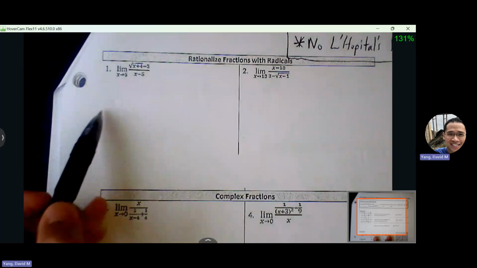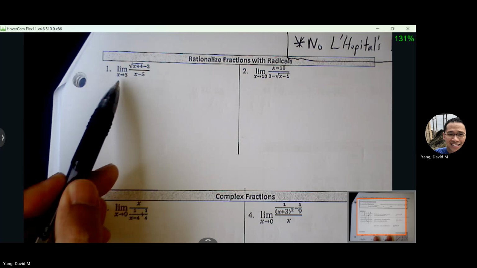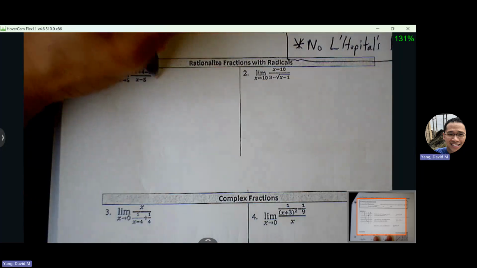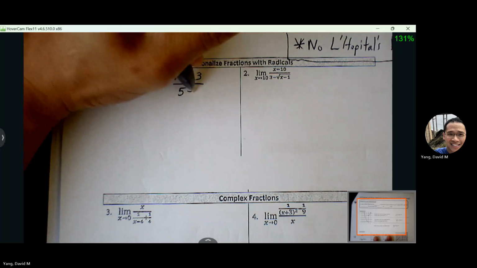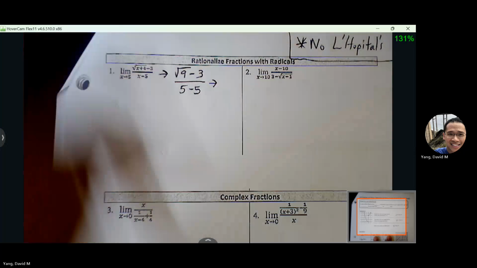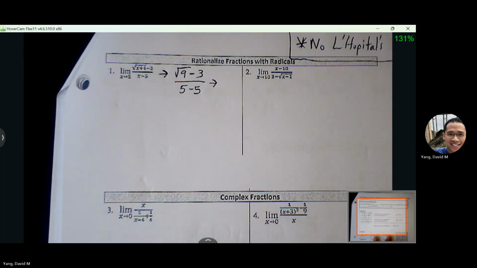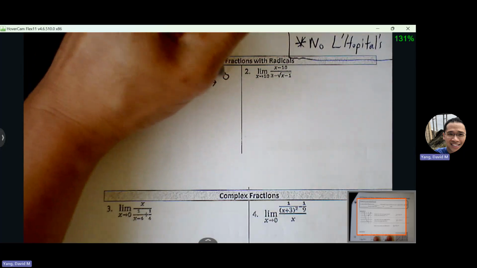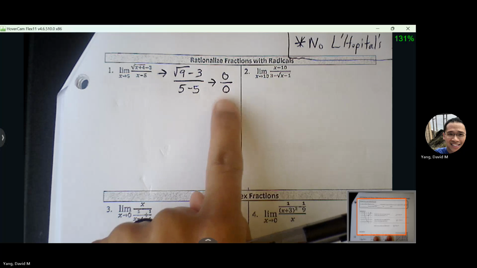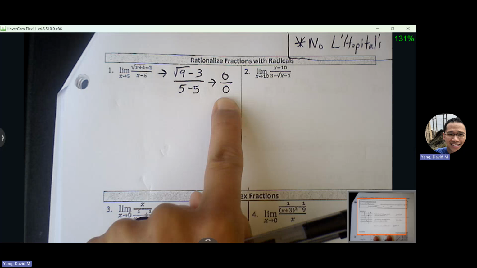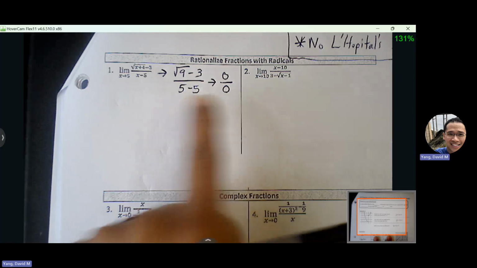All right, first things first. What's our first step? Direct substitution. Okay, so plug 5 in for x. What do we get? 0 over 0. This tells us what? The limit exists. There's a hole. There's something that's preventing us from seeing the limit. Something is blocking the view of our limit.